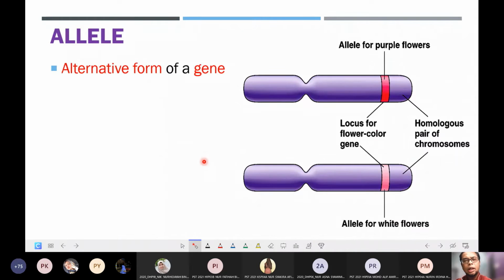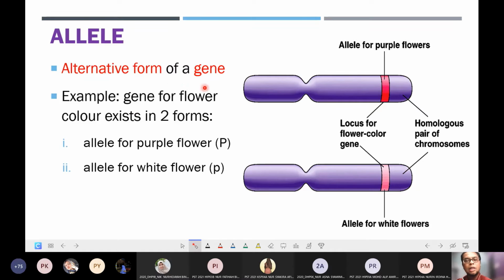And usually a gene will have two alternative forms, maybe more. And so an allele is referring to the alternative form of a gene. For example, let's say we are talking about the gene for flower color. Usually this gene exists in two forms or two types. So if the gene is determining the purple color for the flower, then we call that the allele for the purple flower. If another form of that same gene will determine the white color for the flower, then we call it the allele for the white flower. So allele and genes are actually the same. It's just that allele refers to the types of one particular gene.